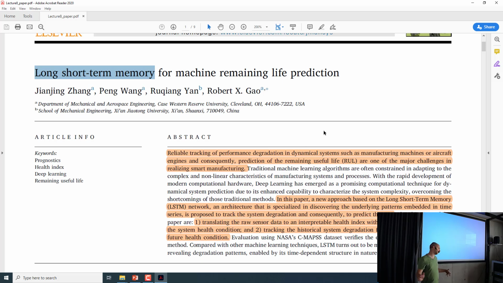So when you have some complex machine, one of the important characteristics of this machine that you need to track is remaining life. It's usually called remaining useful life.